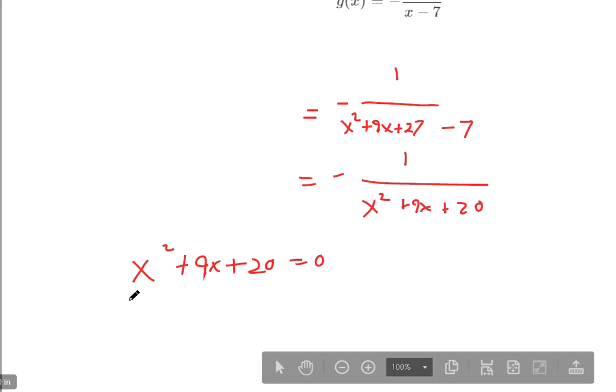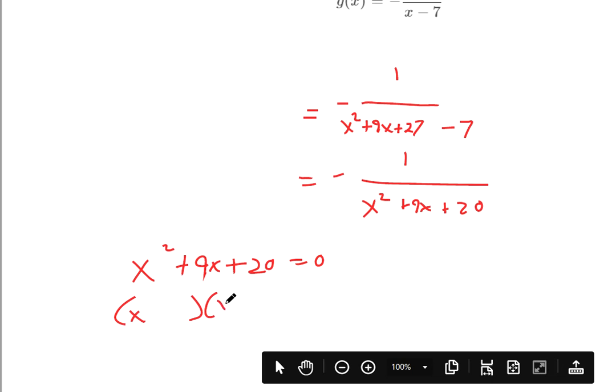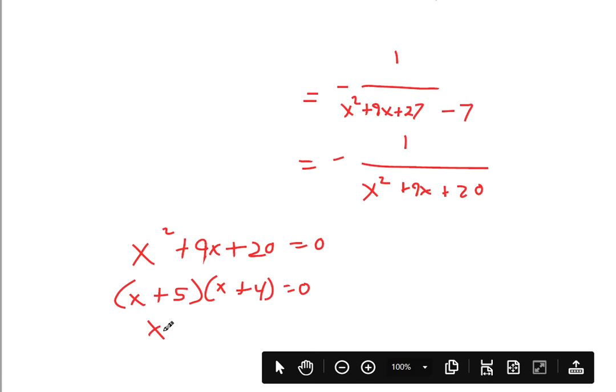So that's quadratic. I think it's factorable. Two numbers that multiply to 20, but add up to 9. So that means x equals negative 5 and x equals negative 4 cannot be in the domain, because that would cause a divide by 0 error.